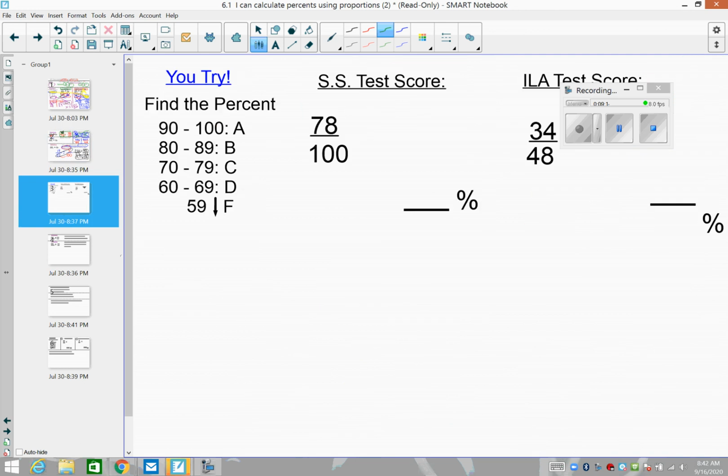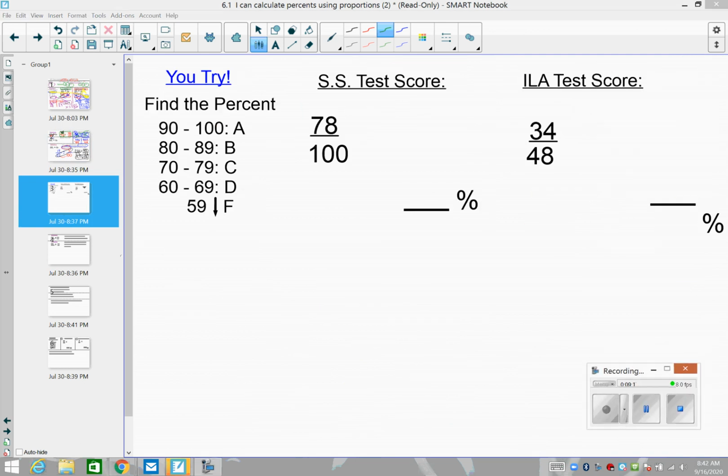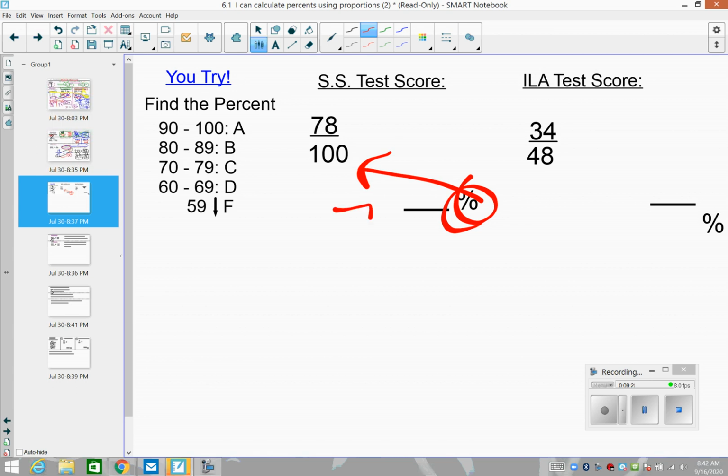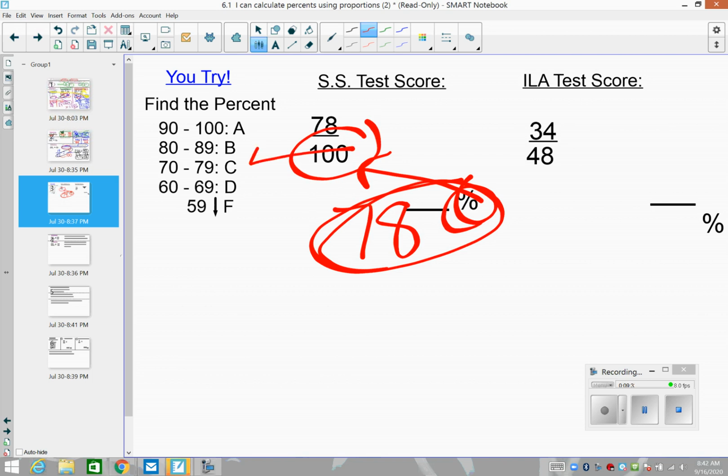We have a social studies test here. Social studies test is 78 out of 100. Our job is to get it out of 100. When we want to know the percentage, we want to know how much out of 100. So this one, easy peasy lemon squeezy, it's just 78%. There isn't any calculation. This was our goal. So you can see that that would be a letter grade C. Cool. Next one, ILA test.